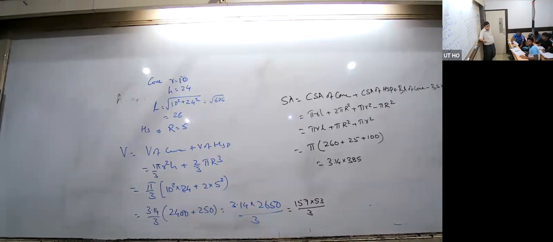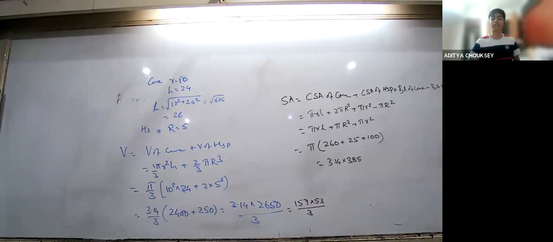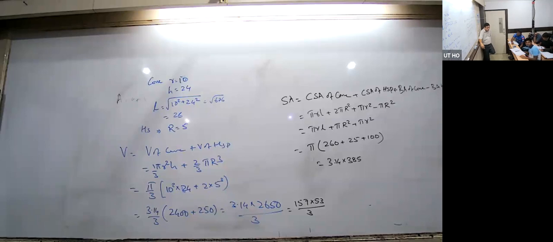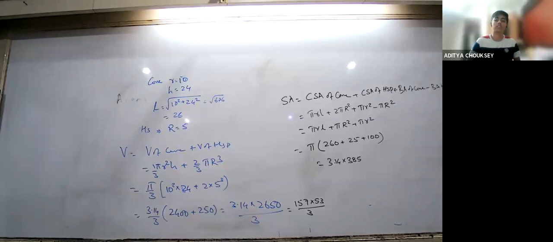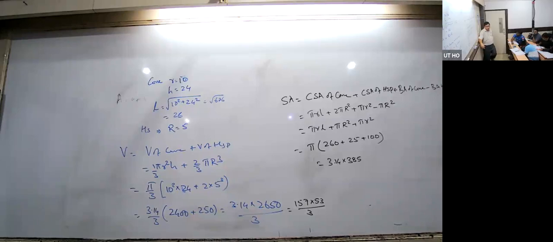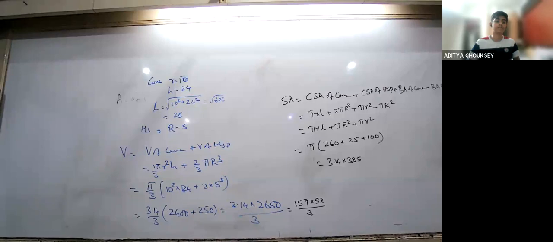Sir, why didn't we take the total surface area, and took CSA instead of TSA? For the question, TSA of cone and TSA of hemisphere, you have to add both of them. They are attached to each other. The base of the hemisphere is inside; you cannot see it. Surface area means visible surface. Okay. Thank you, sir.